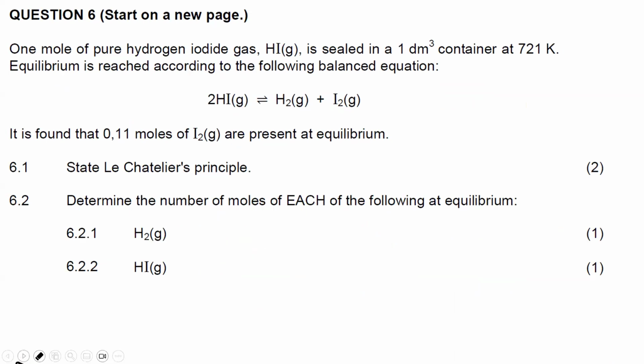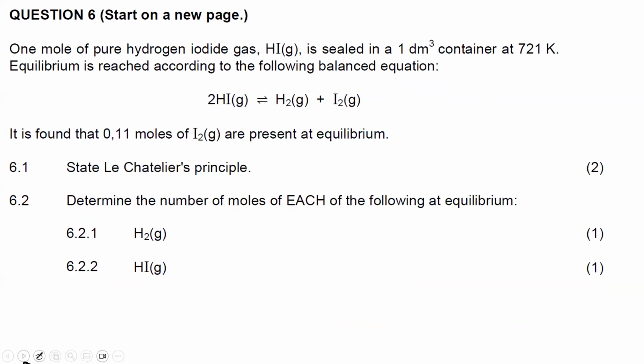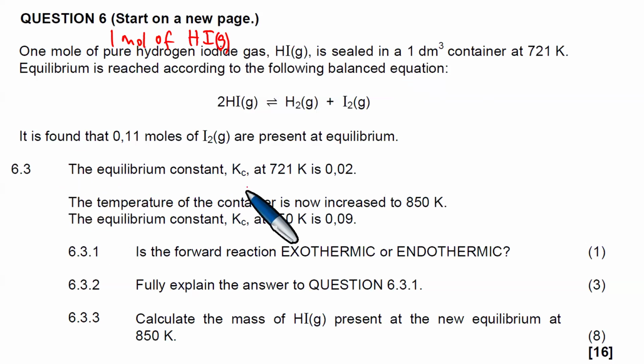Now we're looking at what happens in 6.3 of this June paper of last year, 2023. Still 1 mole of hydrogen iodide gas is sealed in a 1 cubic decimeter container at 721 Kelvin. Equilibrium is reached according to the following balanced equation. We saw that. Here is the next question now, because we've already done up to 6.2 and we're looking at 6.3. The equilibrium constant, the Kc, at 721 Kelvin temperature is 0,02. The Kc is given.